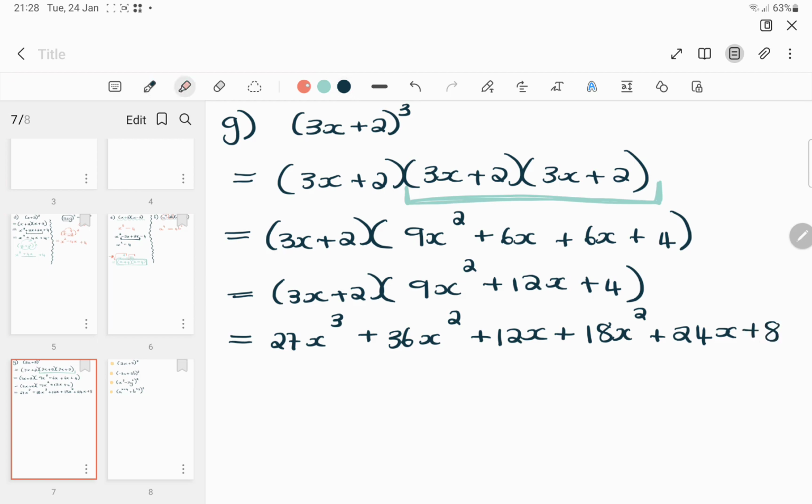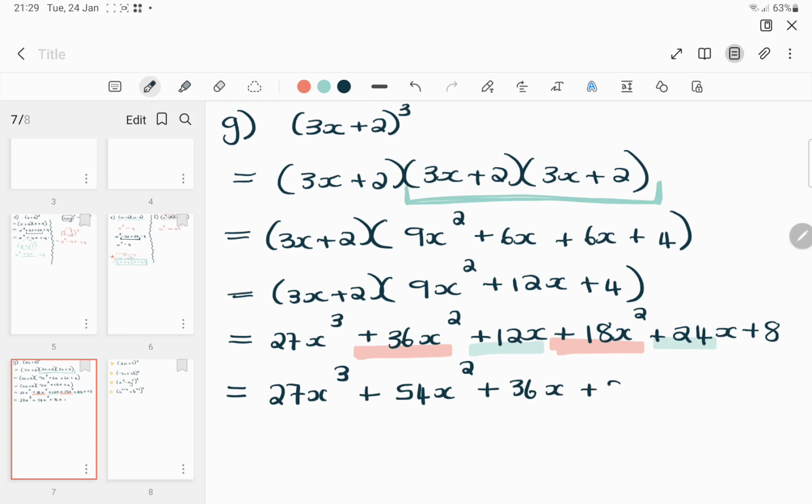All right, now you whip out your highlighters and you highlight all your like terms. So plus 36x squared, plus 18x squared. You've got a plus 12x, plus 24x, and all the others don't have any like terms to simplify with. So it's 27x to the power 3, plus 36 plus 18, ooh, a 3, 4, 5, and 8 plus 6 is 54x squared. 12x plus 24x is 36x, plus 8.